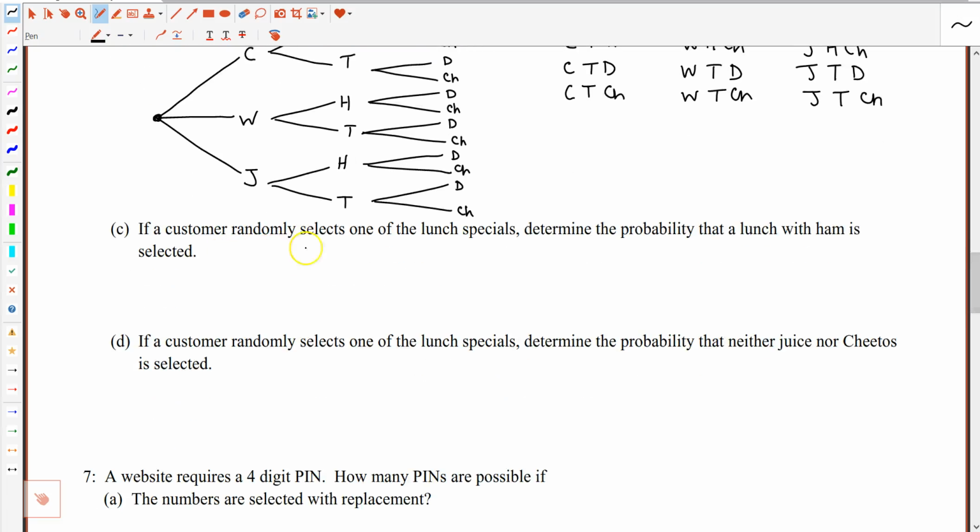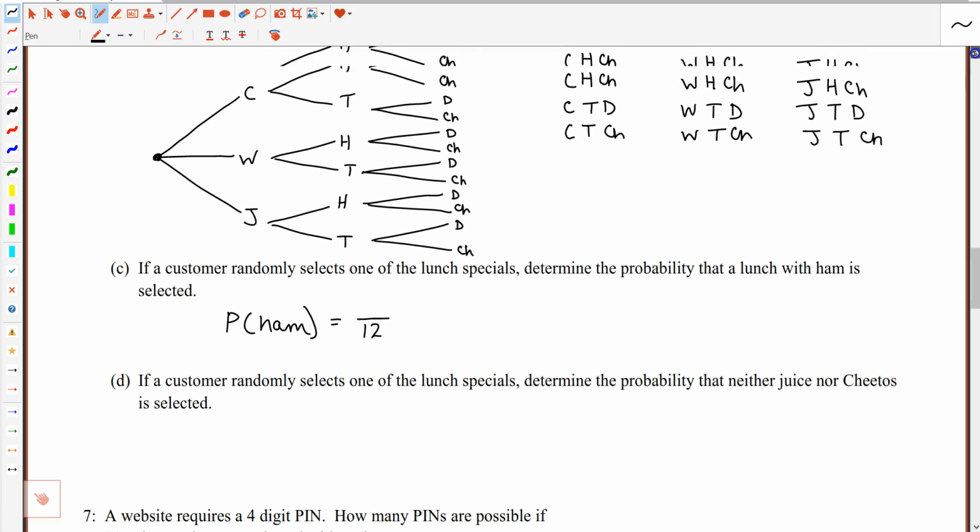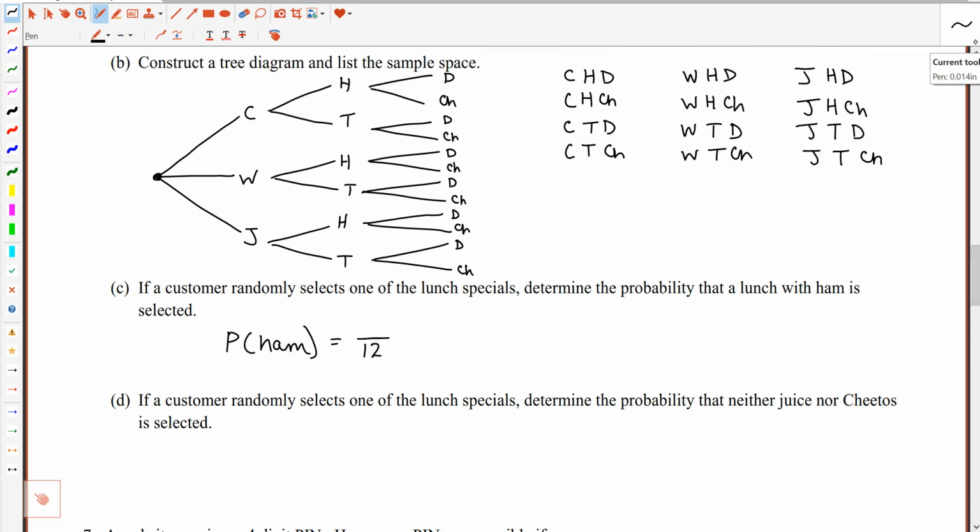If a customer randomly selects one of the lunch specials, determine the probability that the lunch with ham is selected. So the probability that the lunch has ham. So we don't care about the beverage choice, we don't care about the chip choice, we just care that the lunch had ham. There are 12 options in the sample space, and then how many of them have ham? So then it'd be 1, 2, 3, 4, 5, 6. So 6 out of 12, or half of the possible lunches have ham.